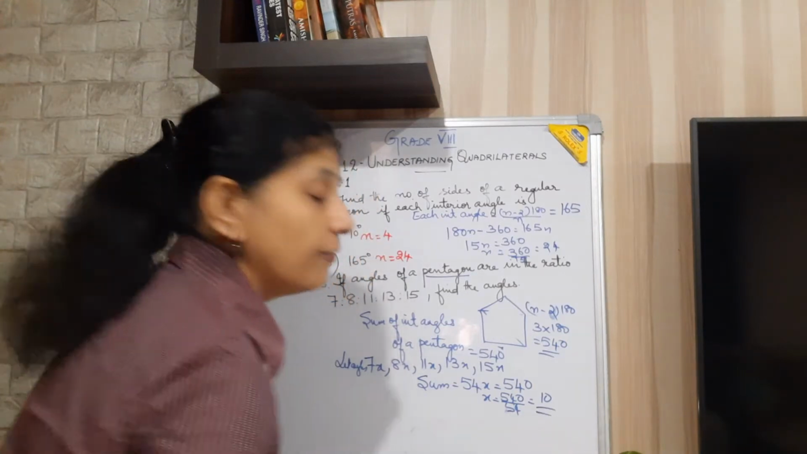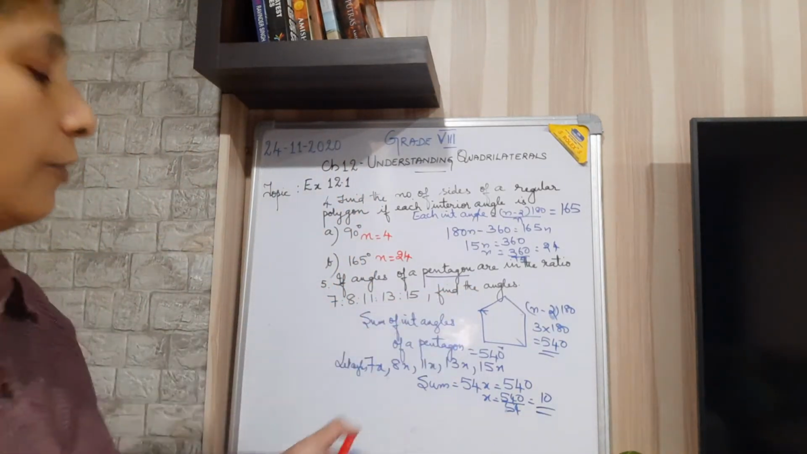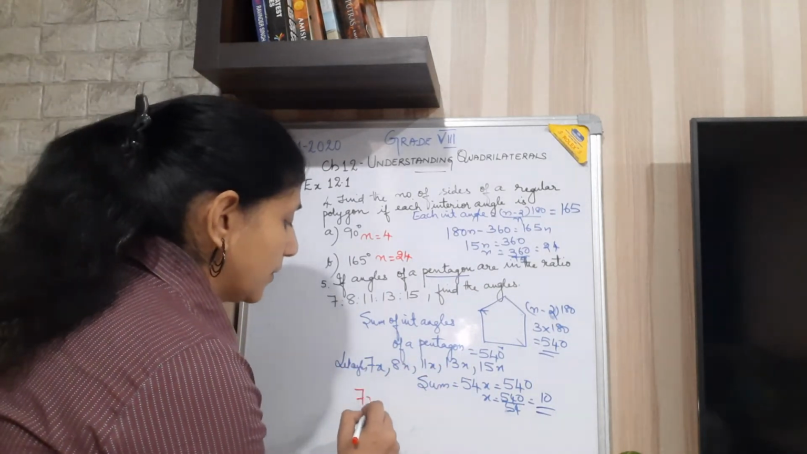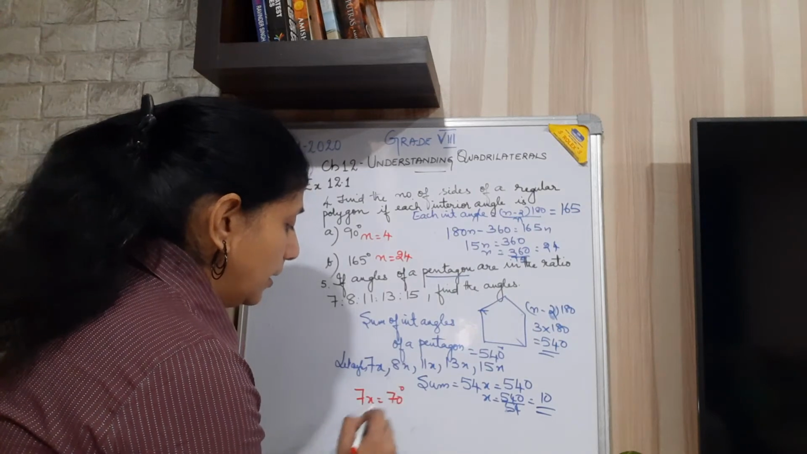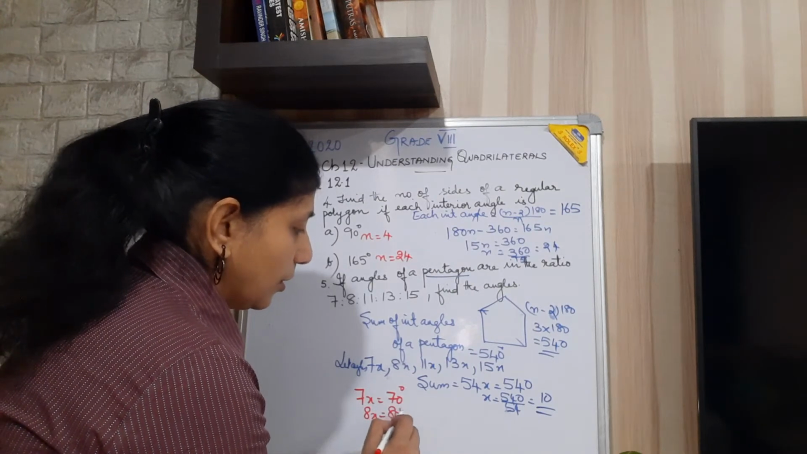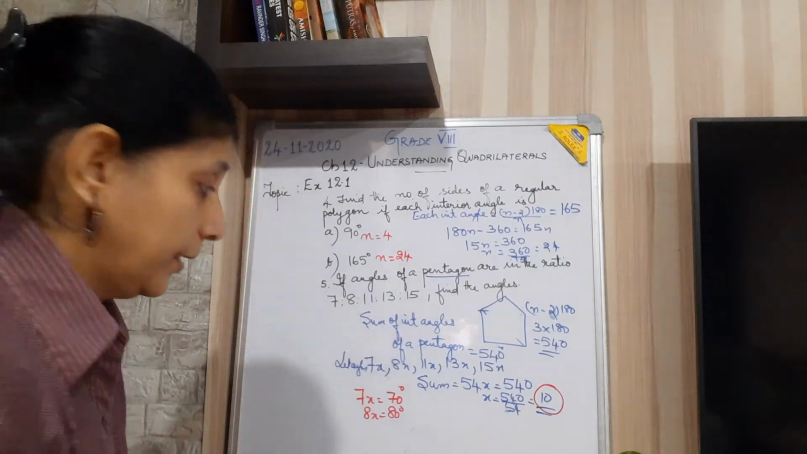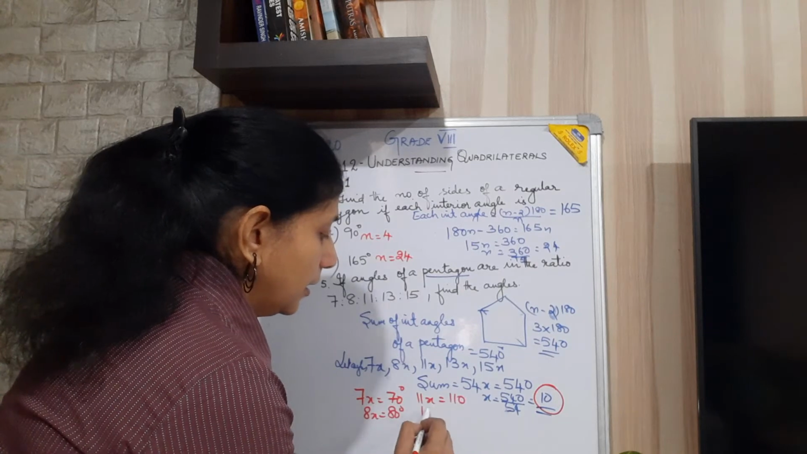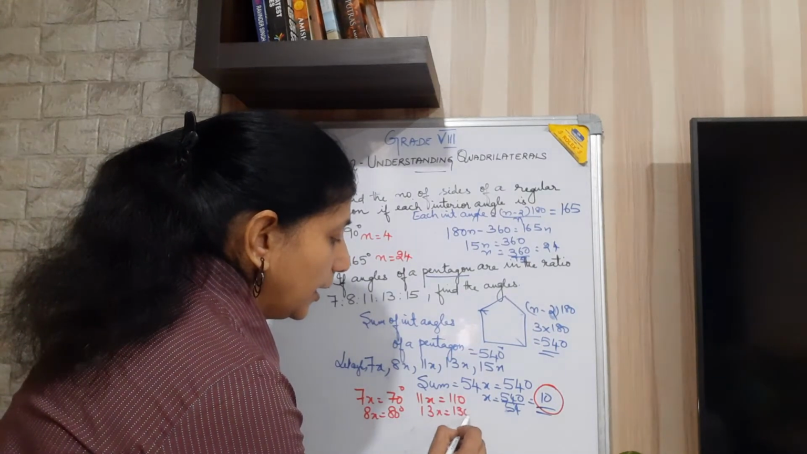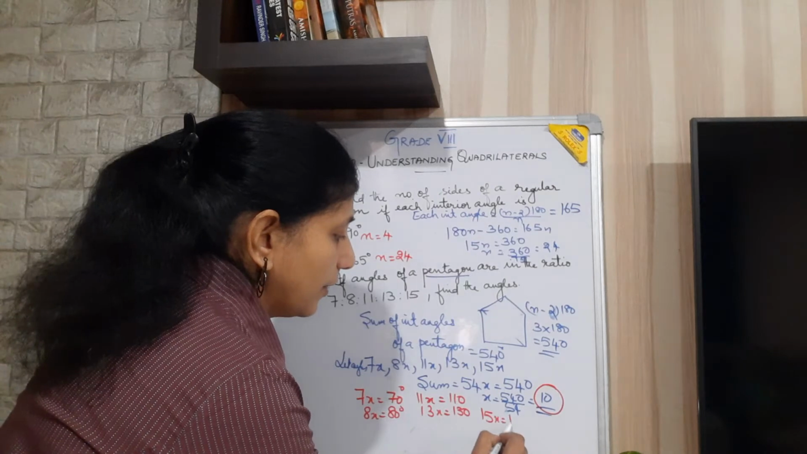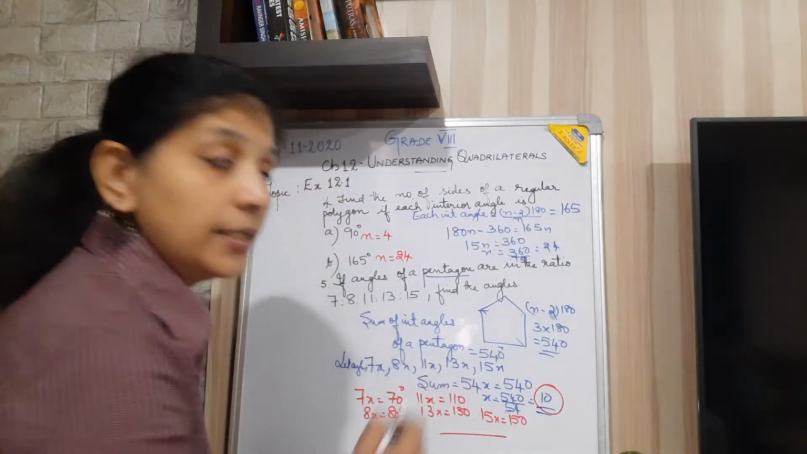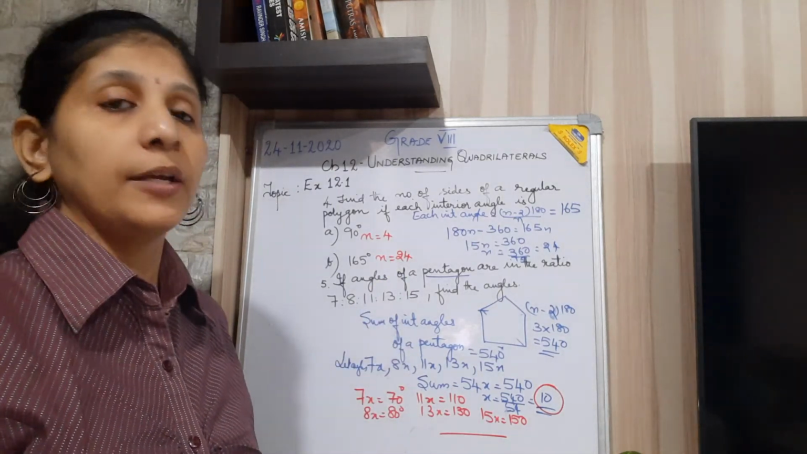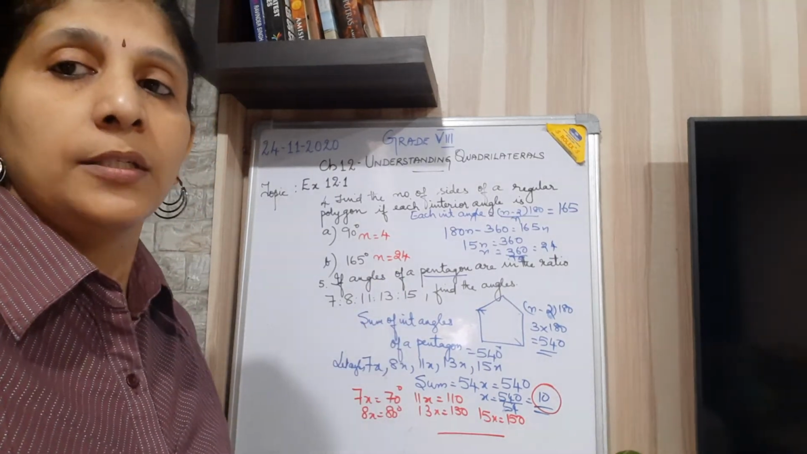Okay. So when x is 10, what is asked? Find the angles. So the angles are 7x. So 7x becomes 70. Then 8x becomes 80, because here you will multiply with 10. Then 11x equals 110, 13x equals 130, and 15x equals 150. So the total is 540. So it is a pentagon, and the sum of interior angles is 540, (n minus 2) into 180.